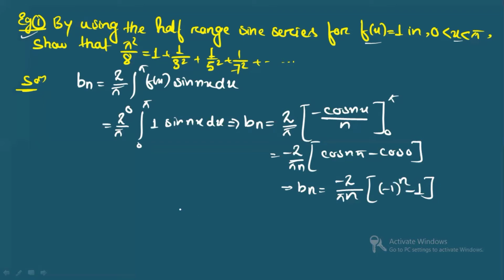Okay. So if you see here, when n is odd, what you will get? When n is odd, bn will become minus 1 minus 1, so you will have minus 4 by n pi. Minus a minus will become plus. And when n is even, you will get bn equal to 0, because if it's even, cos n pi gives you 1, and 1 minus 1 will be 0. So the entire term will be 0.